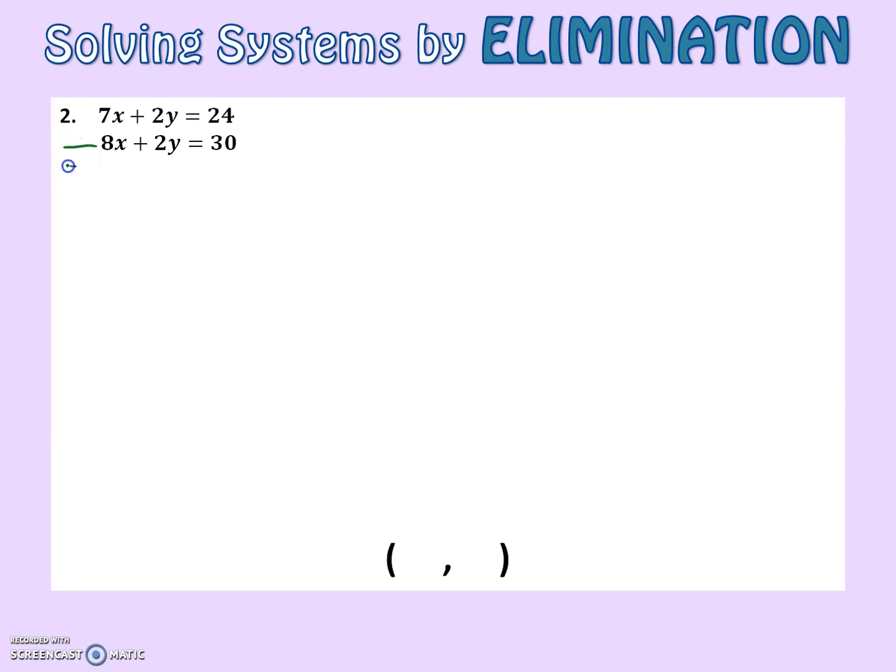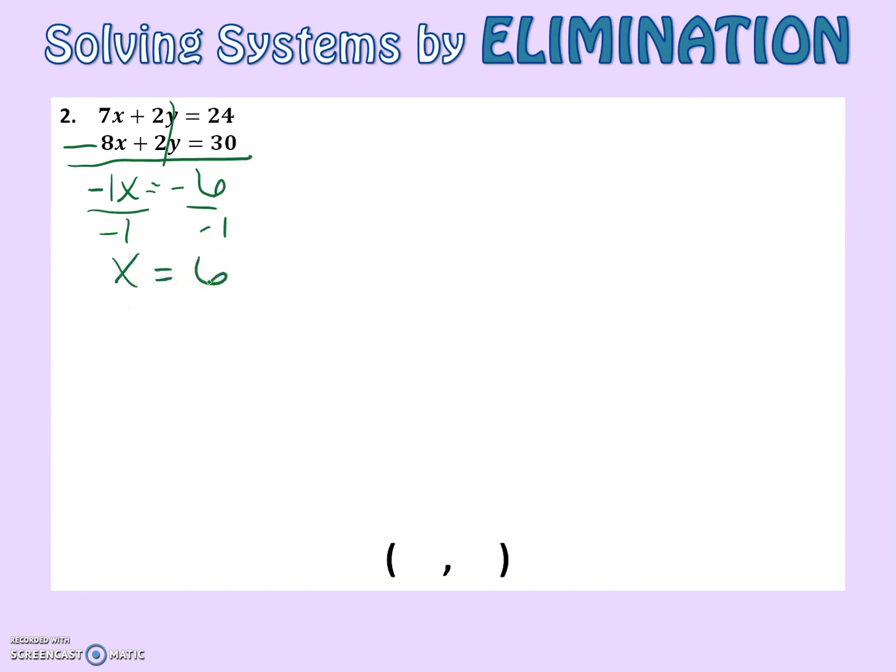Alright, so we can go ahead and subtract away. 7x minus 8x is negative 1x, or you can just write negative x if that works for you. 2y minus 2y cancels, which again is supposed to happen. It's called elimination. 24 minus 30 is negative 6. Now, just like normal, go ahead and divide by negative 1. We have x equals 6.